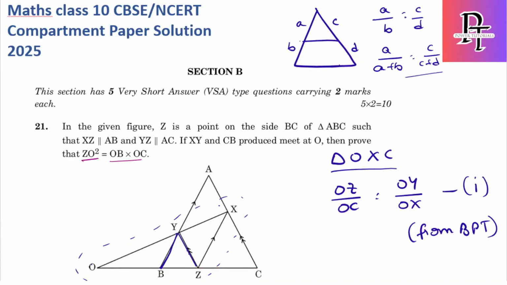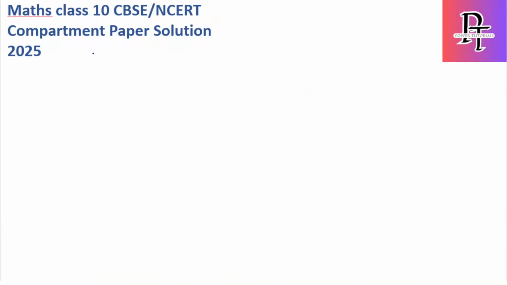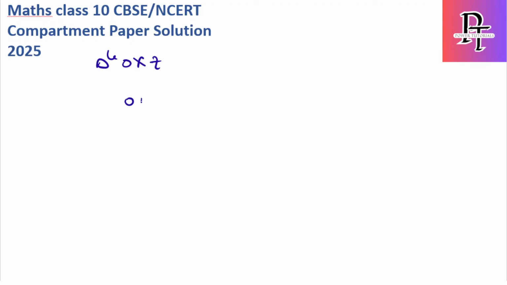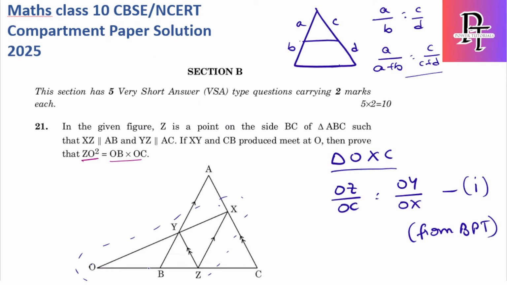So if you consider OXZ triangle, what will happen? Consider triangle OXZ. If you notice, I will just remove these lines. If you consider OXZ triangle, then this is a parallel line. So it is dividing again. OB by OZ is equal to OY by OX. Let me just cross check. OB by OZ is equal to OY by OX. Correct.